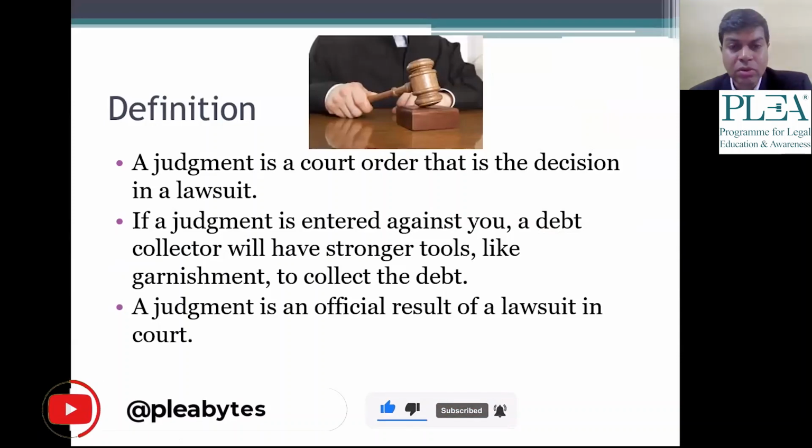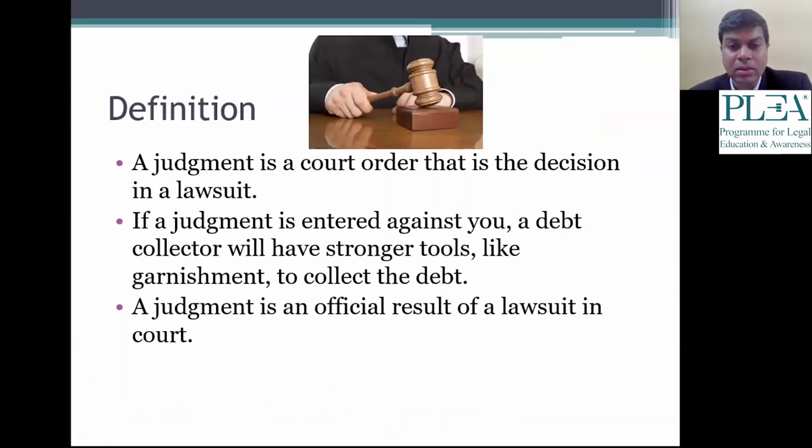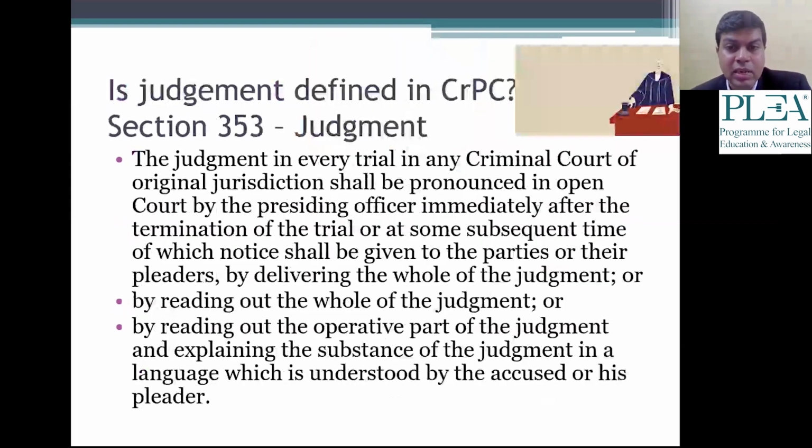So the judgment is read out. Normally the court reads out the whole judgment, or sometimes the court reads out the operative part of the judgment and explains the substance of the judgment in a language which is understood by the accused or his pleader. So sometimes the court will give only the operative part of the judgment, and it is made understood to the accused.